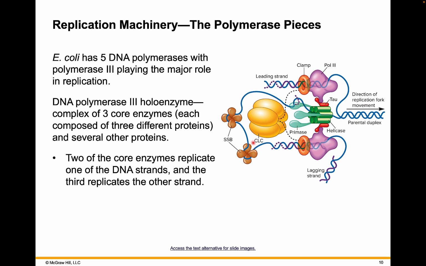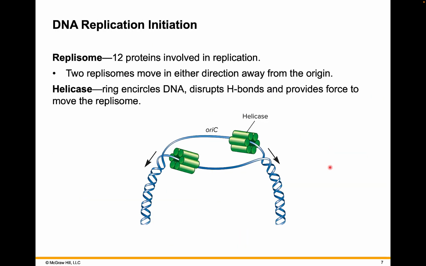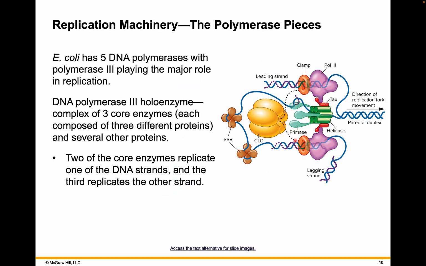Some of the enzymes which are also present that we talked about beforehand, not shown in detail, are, for example, the DNA gyrase. This DNA gyrase relieves the supercoiling of the DNA ahead of the helicase and separates the daughter molecules in the final stages of replication. Without the DNA gyrase, there will be too much tension on the DNA and it may break. So this is one of the proteins which, as the helicase unwinds the DNA, relieves the supercoiling or the tension in the complex.